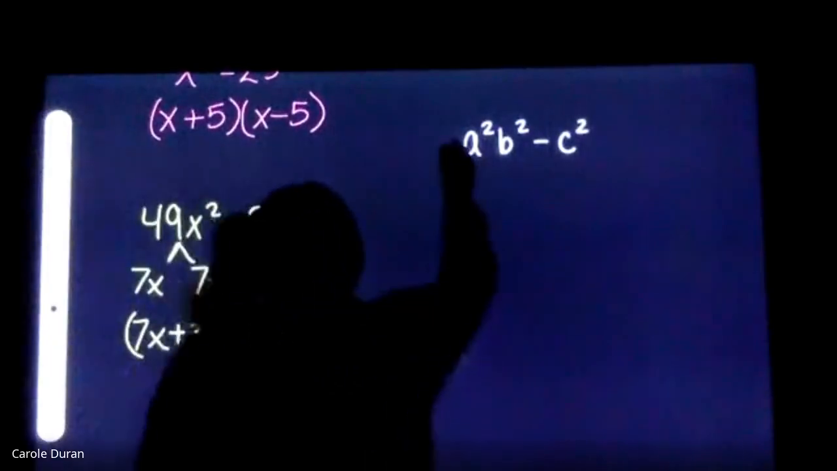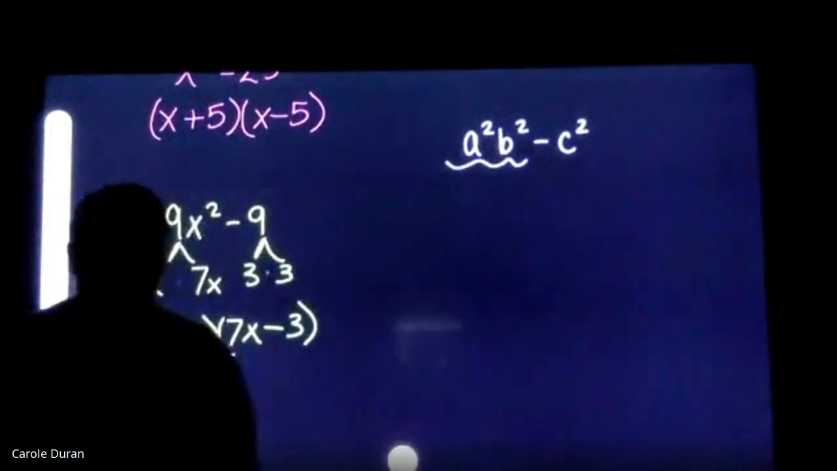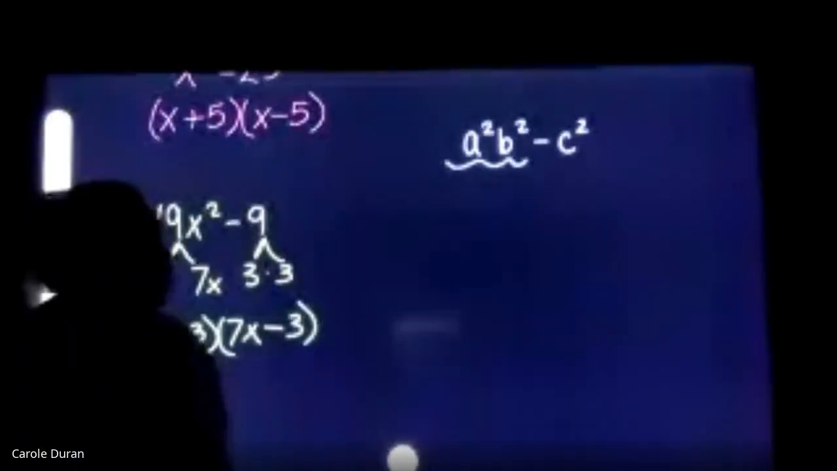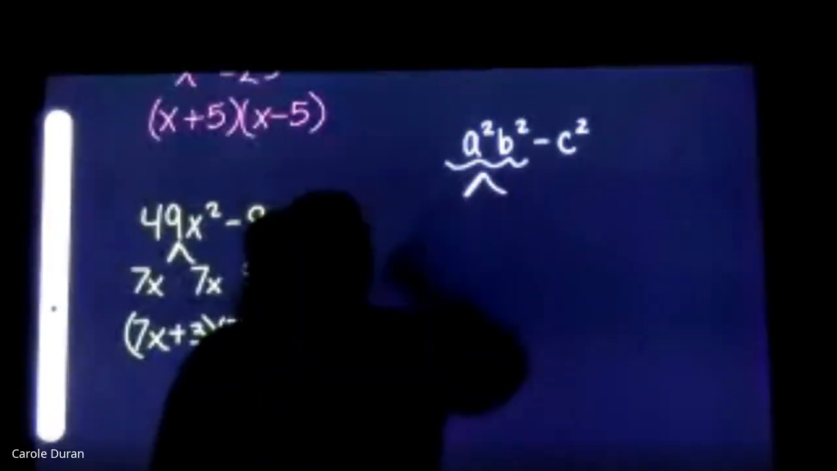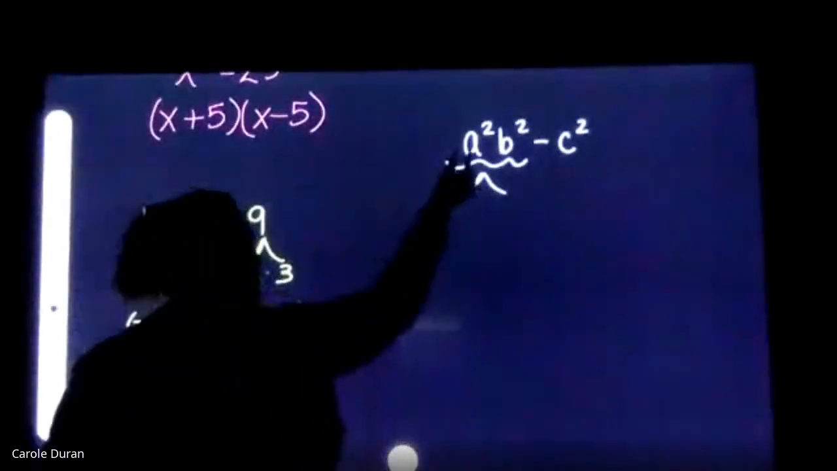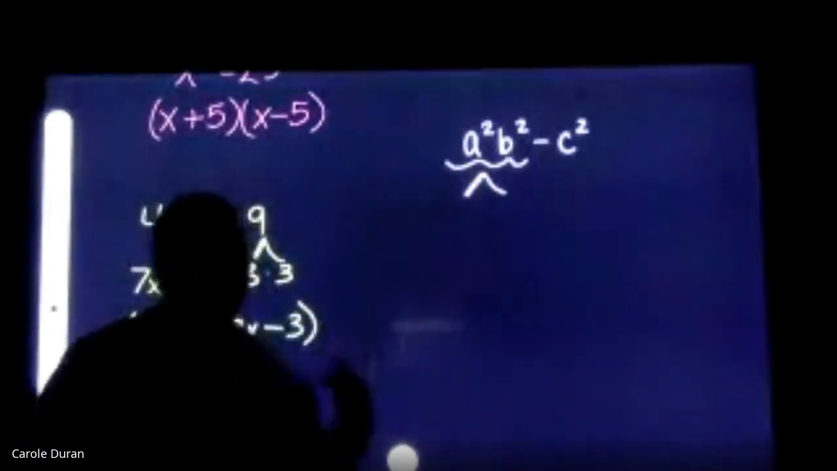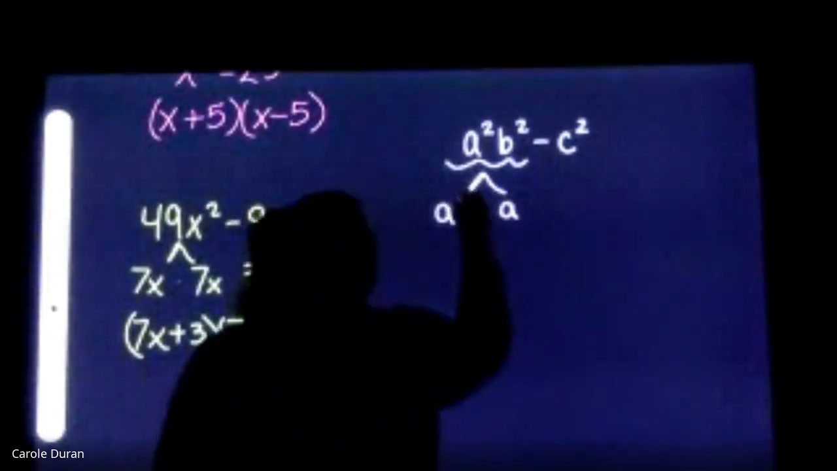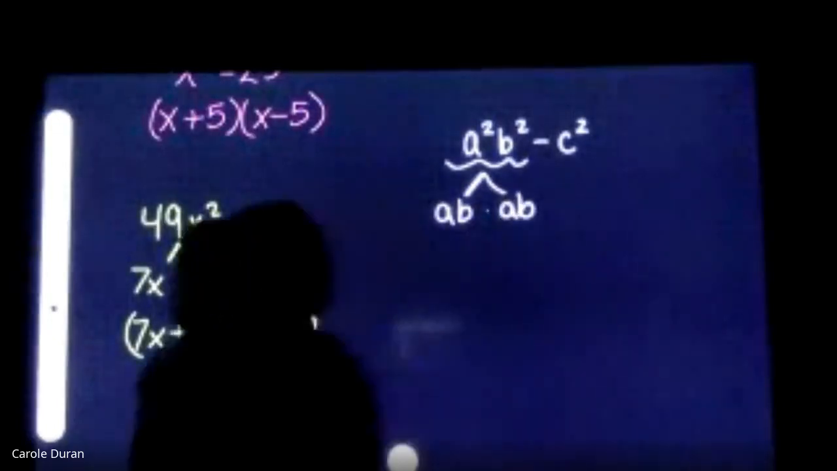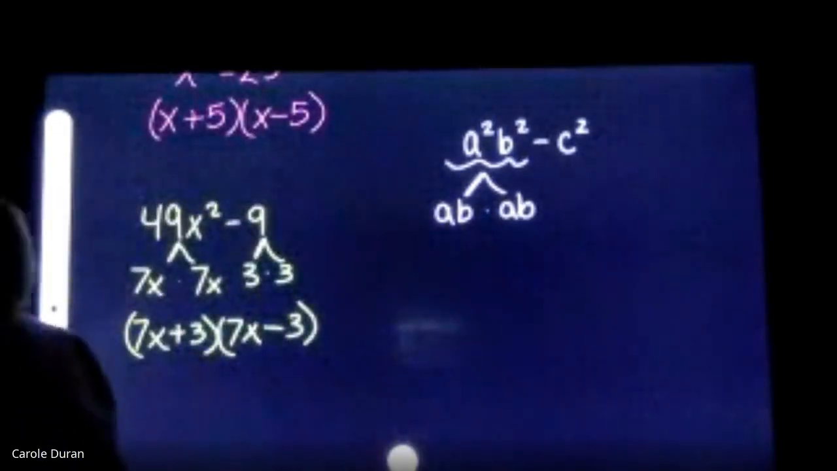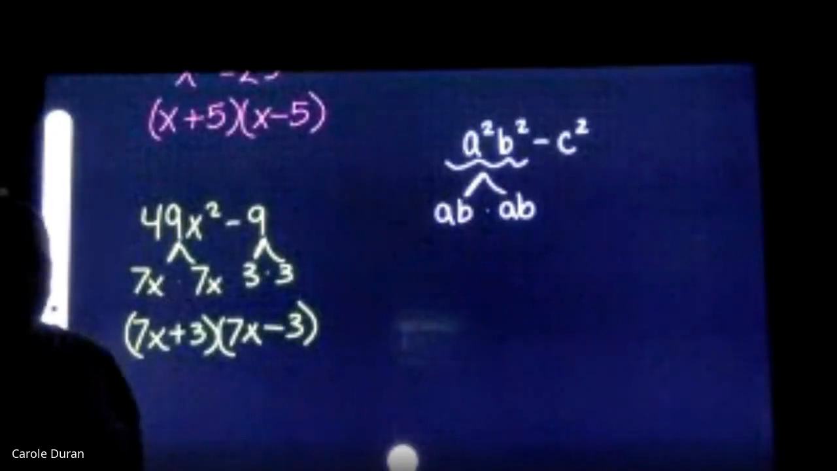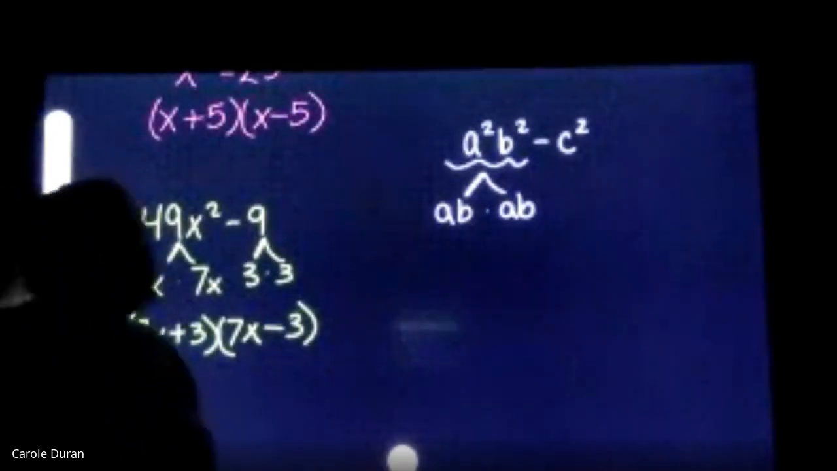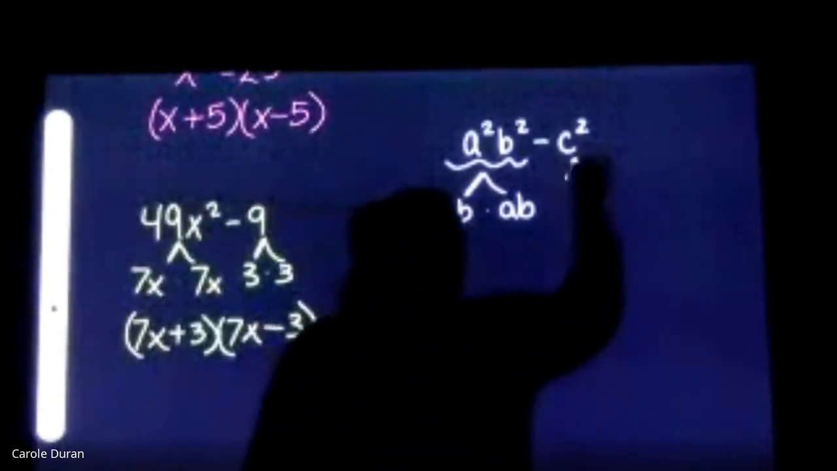So I have to look at a squared b squared as all one term because it's connected by multiplication. So its factors are simply what multiplies together to get a squared and what multiplies together to get b squared. To get a squared, I'd have a and a. To get b squared, I'd have b and b. So its square root is ab, or a times b. Then to get c squared, it's just going to be c times c.